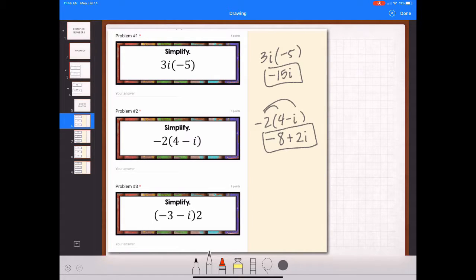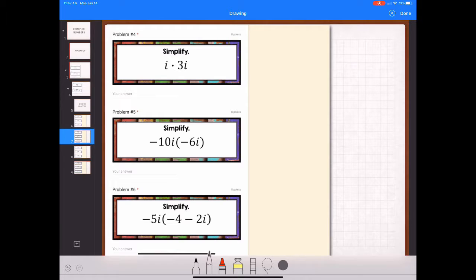Problem number 3, there's a 2 right here. You can ignore it and put it in the front. So it's like saying 2 times negative 3 minus i. Distribute the 2, which gives you negative 6 minus 2i. Because remember, you always want to have the real number first and then the imaginary.